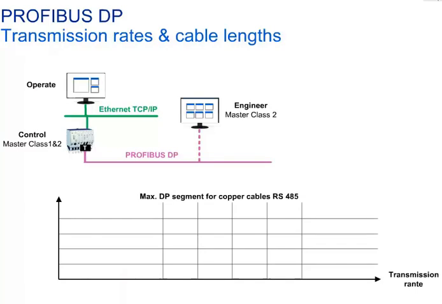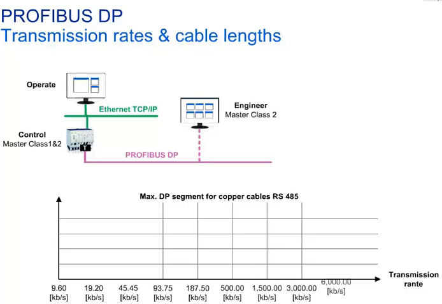In the next step, you define the Profibus cable lengths as a function of the transmission rates. First, we consider the Profibus DP. 10 DP transmission rates can be configured in the Profibus MasterCard. Transmission rates from 9.6 kilobit per second to 12 megabit per second are possible. The higher the transmission rate, the faster the device data or measured values are transmitted.